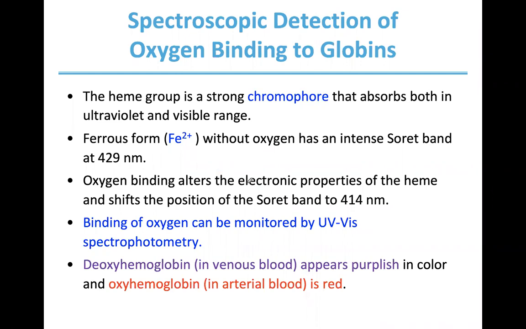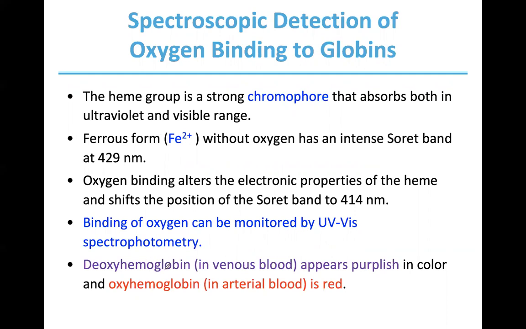Now, you probably already know that heme is responsible for the color of the blood, the venous and the arterial blood. It's a strong chromophore, absorbs light in the visible region. The ferrous form, iron 2+ without oxygen, has an intense band at 429 nanometers. This Soret band is basically a very strong absorption in the blue region. And so binding oxygen can be monitored by UV-Vis spectroscopy.